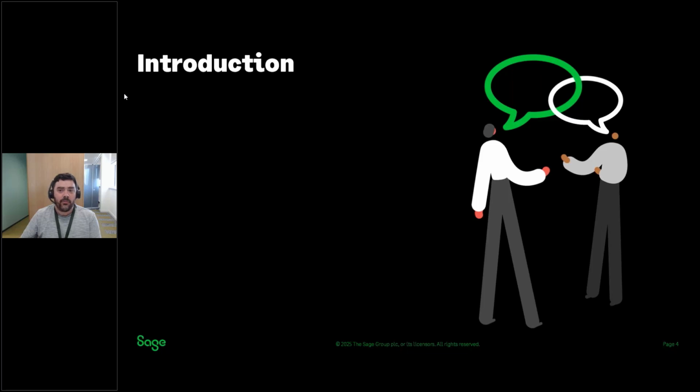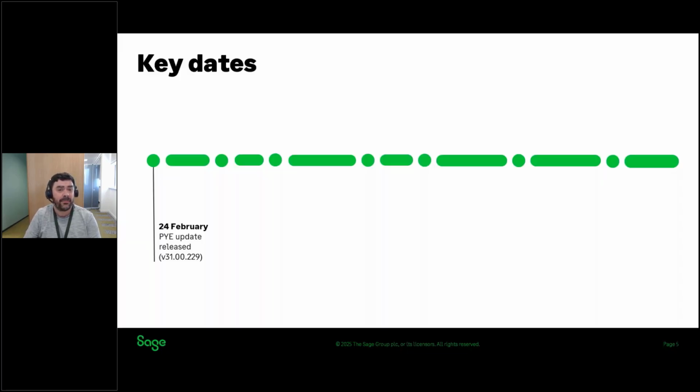So I'm going to start things on with this introduction, starting with some of your payroll year-end key dates and deadlines. So let's take a look at these across a timeline. And we're going to start back on the 24th of February, which was the date that we released your payroll year-end update, and that was version 31 of your software. About a week later, we did release a new build of the update.